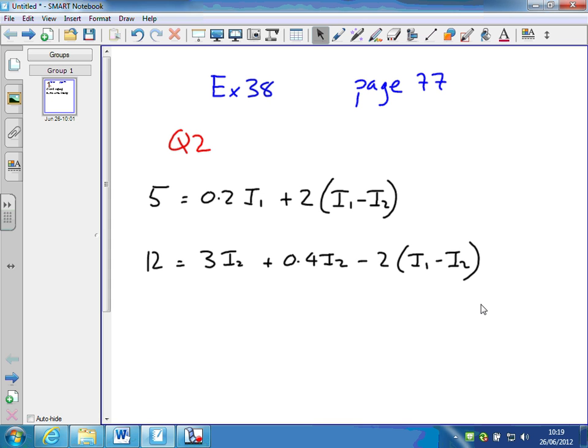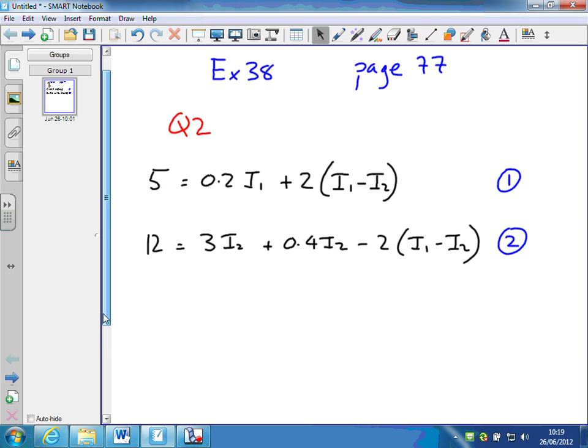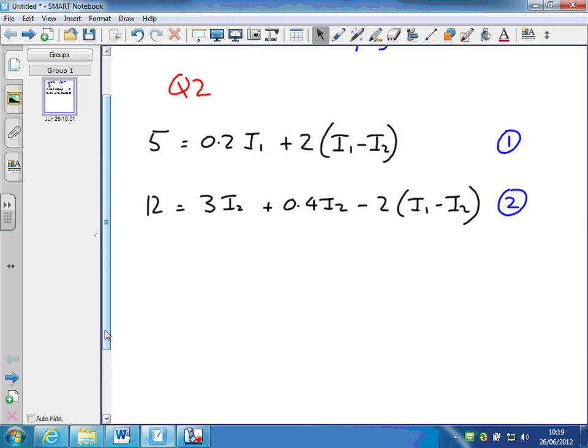Well, we've got two unknowns, I1 and I2, the current flowing in the circuit. So let's call those equation 1 and equation 2. So we've got two unknowns, two equations, so we can find them. Before we can do that, though, we just need to use algebra to tidy up these two equations so we can get two simultaneous equations that look familiar to us that we can then go about solving.